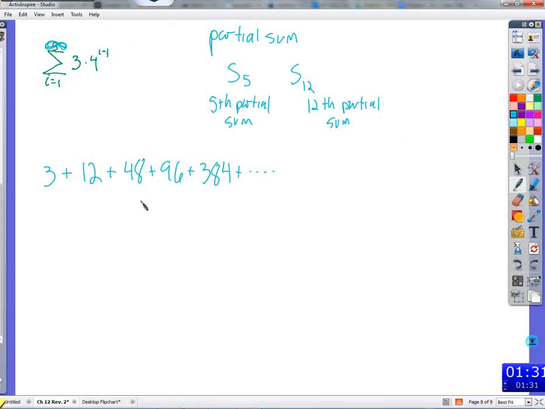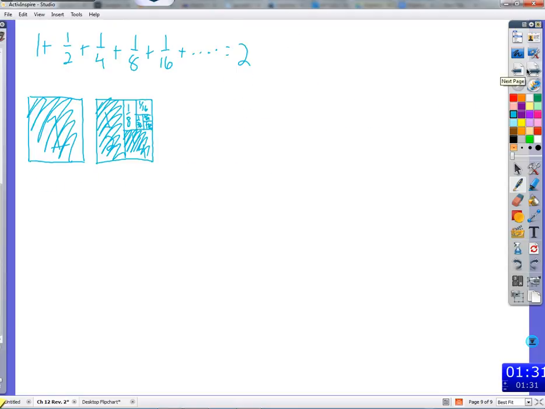You start with 3. What causes the next number, 12, to be bigger than 3? It's a geometric series. Multiply by what? By 4. What about this series? What causes this number to be smaller than that number? Multiply by a half. That's what causes it to get smaller and smaller and smaller.